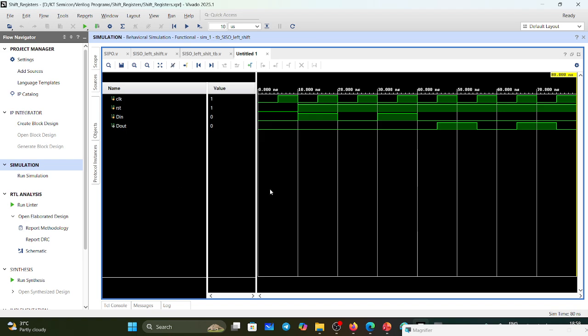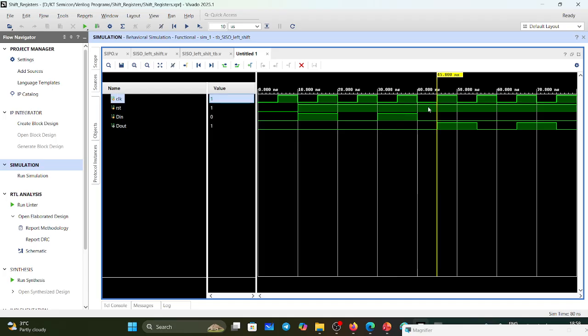See here, when reset equal to 0, D out equal to 0 only. Then reset is applied for 10 time units. After 10 time units, you are deasserting the reset, making reset equal to 1. When you make reset equal to 1, first serial load is happening. This is 1, and during the next passage of clock 0, next clock 1, and next clock 0.